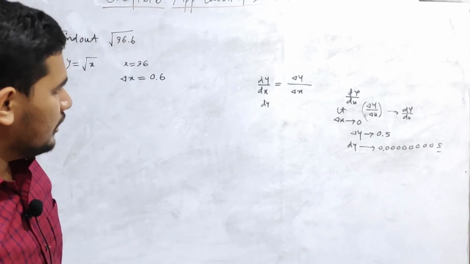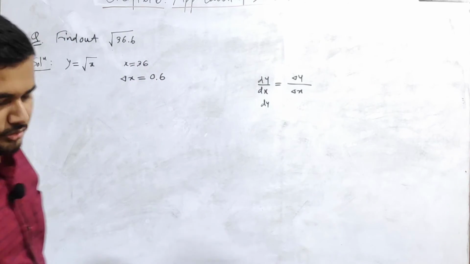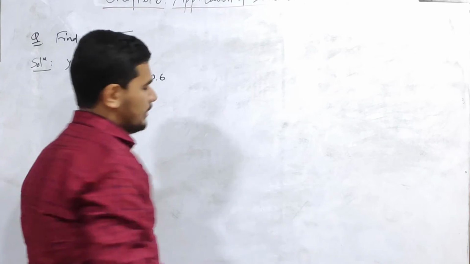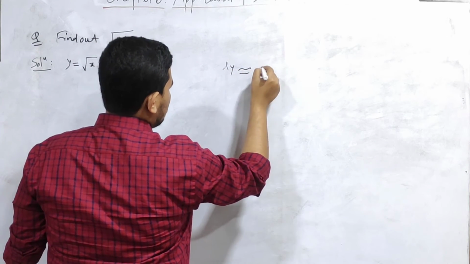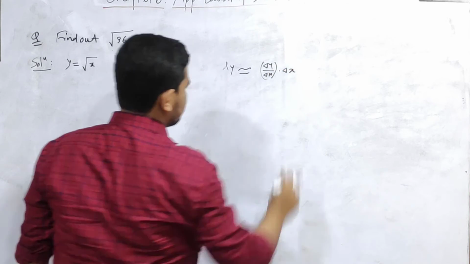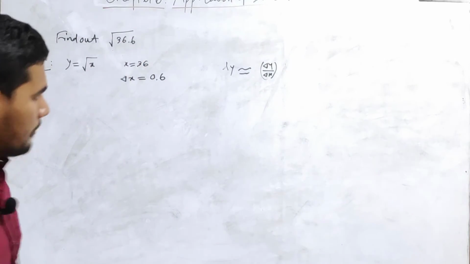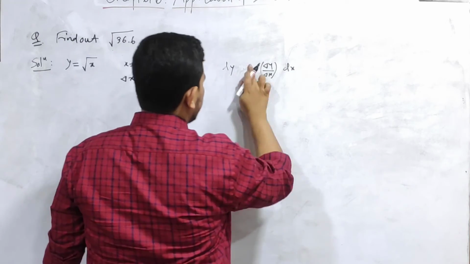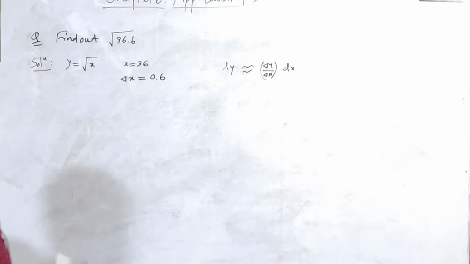Now, this is an approximate way to find the square root, not the exact way. So we can assume that dy by dx is equal to del y by del x in an approximate form. So the correct way of writing it is like this. This symbol means that this is an approximate way of writing dy, so not exact.